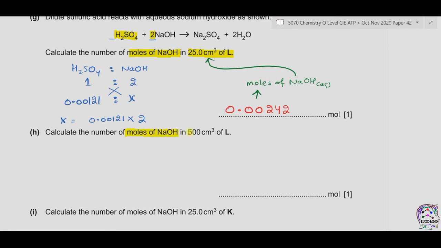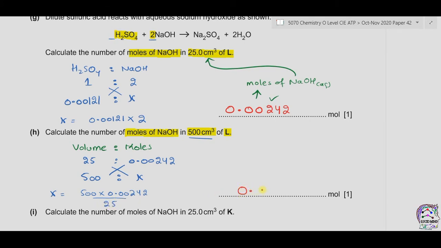Part H. Calculate the number of moles of sodium hydroxide in 500 cm³ of L. As we already know that 25 cm³ of L consists of this much number of moles, so we can write volume ratio moles. For 25 cm³ of L we have 0.00242 moles. So for 500 cm³ of L we would have X number of moles of sodium hydroxide. By cross multiplying, X equals 500 into 0.00242 divided by 25. So the number of moles of sodium hydroxide comes equal to 0.0484 moles. Now this is the number of moles of sodium hydroxide in 500 cm³ of L.